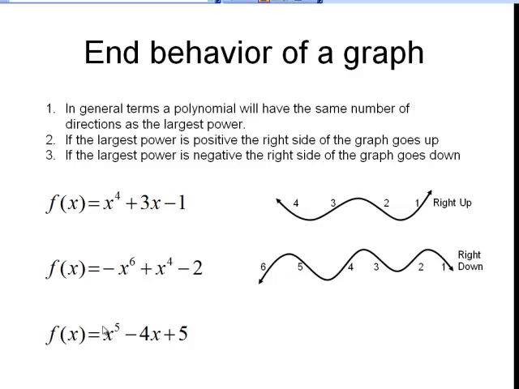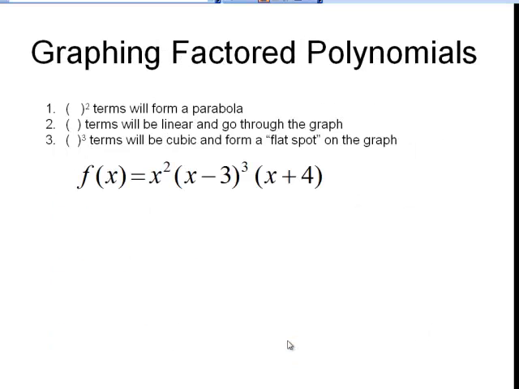This last one, x to the fifth, it's going to have 5 directions. Starts with a positive, so the right side goes up. So our right goes up, and then we have 5 directions. So it's going to turn around until you have 5 different directions. 1, 2, 3, 4, 5. Just count them. Okay, now specifically, if you have a factored polynomial, it gets more complicated.